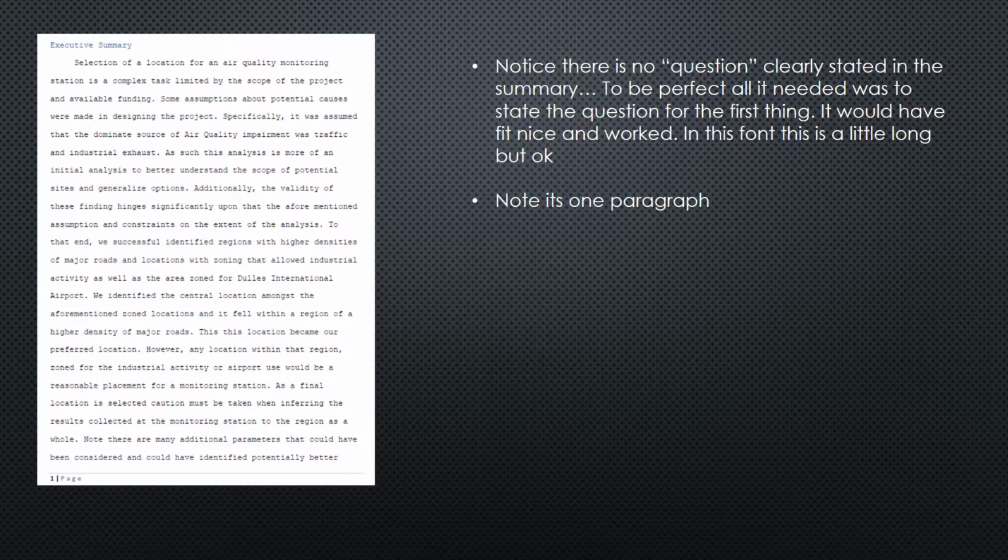Executive summary doesn't clearly state the question, and so that's a little bit of a problem. It is one long paragraph. That's what it's supposed to be, but it's over a page. That's a little bit long, but I can live with it.